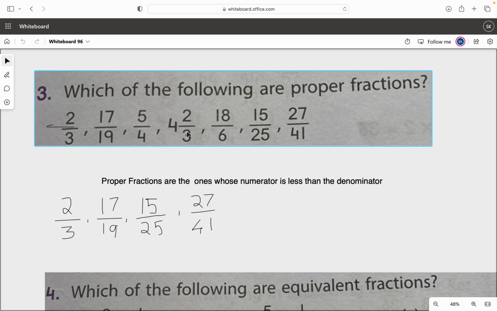Even the mixed fraction 4 and 2 by 3 can never be a unit fraction, neither can it be a proper fraction. Okay, 18 by 6 is not a proper fraction. 15 by 25, yes, because the numerator is less than the denominator. 27 by 41, yes, because the numerator is less than the denominator. So the answer is 2 by 3, 17 by 19, 15 by 25, and 27 by 41.